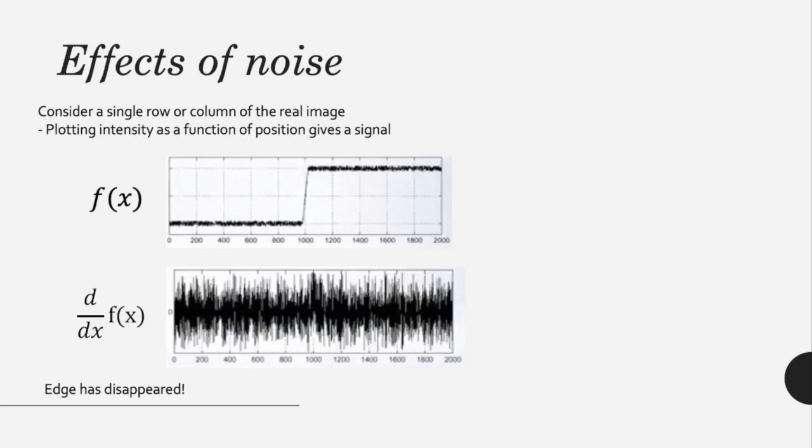Consider a single row or column in a real image. Usually the image contains noise. When plotting intensity as a function of position, finite difference filters respond strongly to noise. Noise results in pixels that look very different from their neighborhoods, so finite differences produce a lot of false responses. Generally, the larger the noise, the stronger the response and the larger the number of strong responses. So if the image contains noise, the real edges can disappear. Let's demonstrate on this slide.